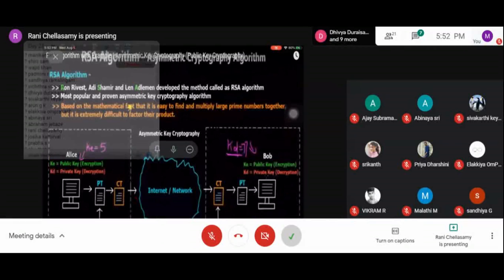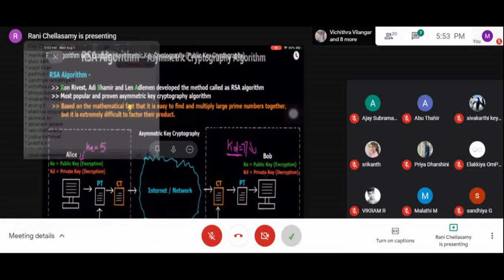So Alice will be using the public key 5, and Bob will be using the private key, that is KD equals 77, for decryption purposes. This is the concept of how Alice and Bob can transfer their key values.